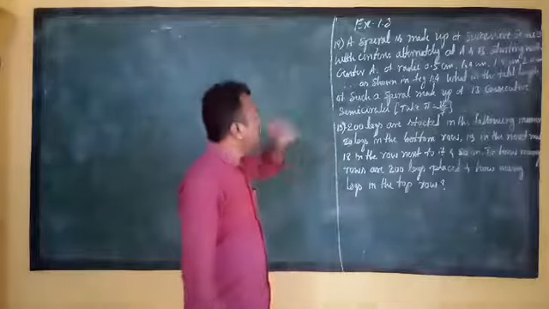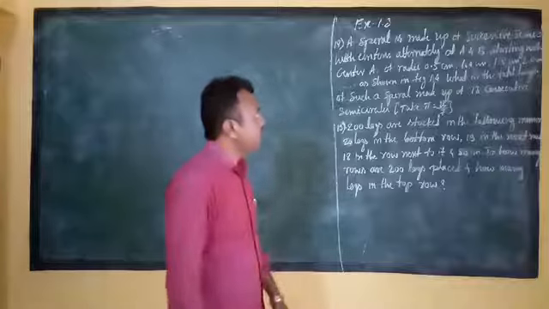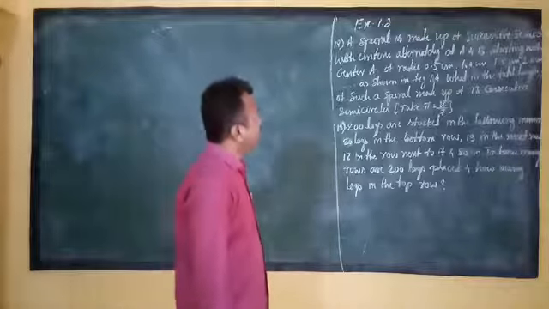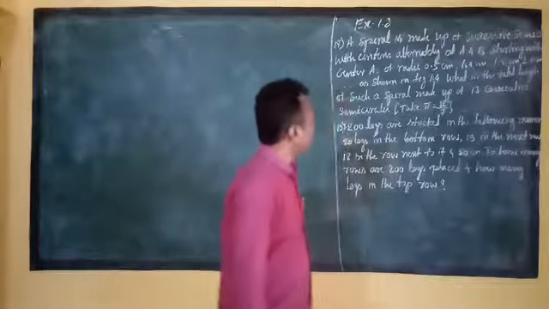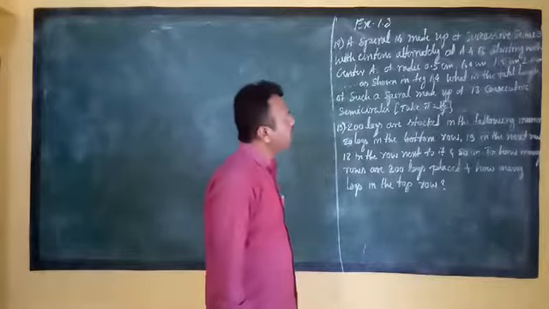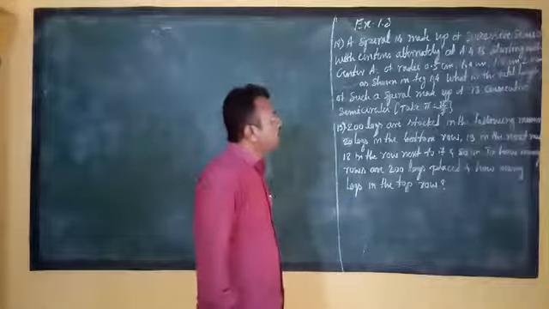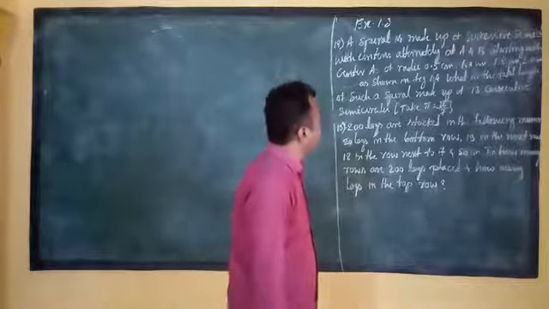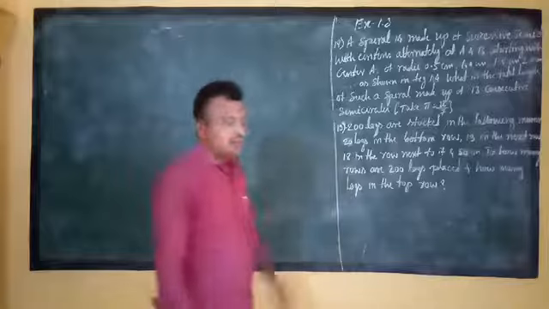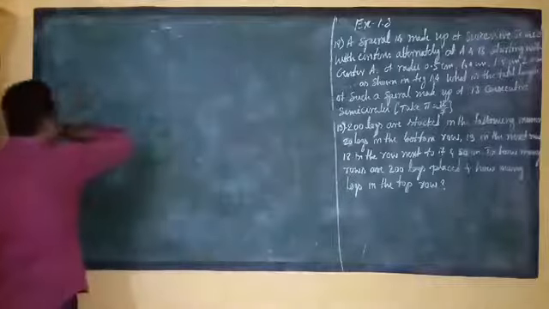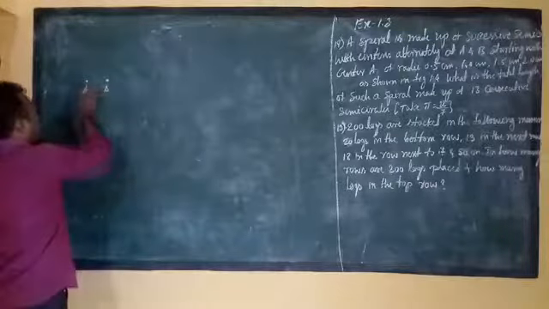Okay students, next question. 18th: a spiral is made up of successive semicircles with centers alternately at A and B, starting with center A, of radius 0.5 cm, 1 cm, 1.5 cm, 2 cm and so on, as shown in the figure. What is the total length of such a spiral made up of 13 consecutive semicircles? Okay students, I will draw the diagram. This is A and this is B.